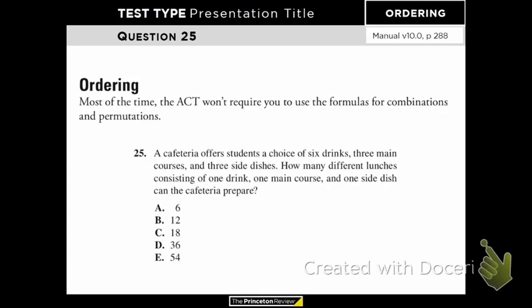It says a cafeteria offers students a choice of 6 drinks, 3 main courses, and 3 side dishes. How many different lunches consisting of 1 drink, 1 main course, and 1 side dish can the cafeteria prepare? Same type of problem you've probably seen with outfits. You've got 3 pairs of pants to choose from, 2 shirts, however many shoes. Anytime you see this type of problem, you always want to just multiply, okay? Think multiply all of those numbers of options together.